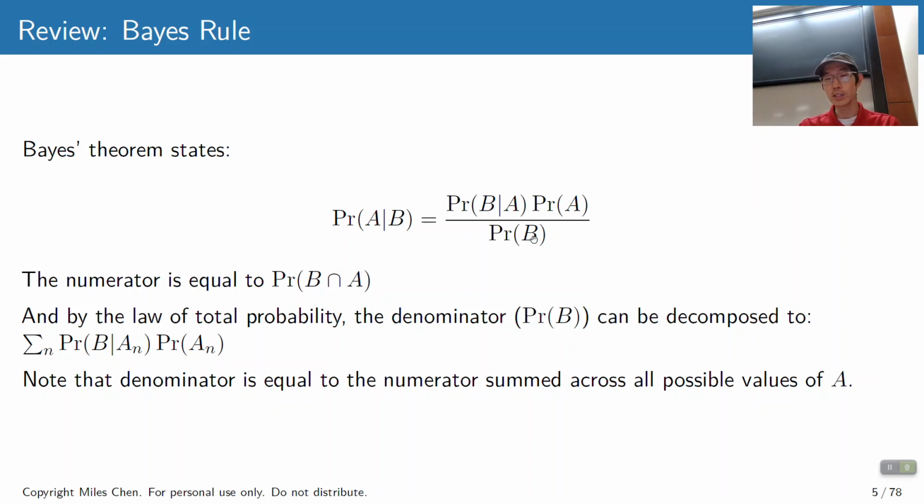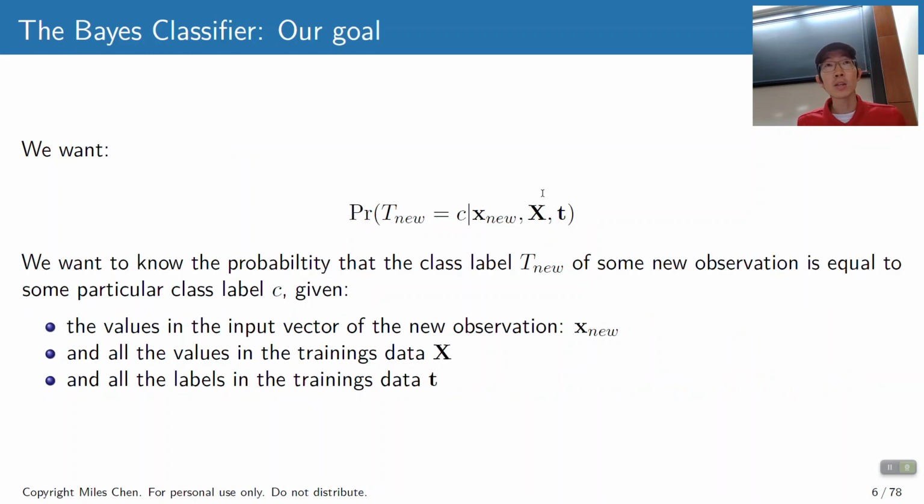And then this denominator can be decomposed into basically the probability of B intersection A for this part of A, and then all of the different components of A, okay? All of the different categories that A can take across. Or we can basically say the denominator is equal to the numerator if you sum it across all of the different possible categories of A, or values of A. So we're going to apply Bayes' rule to the classifier.